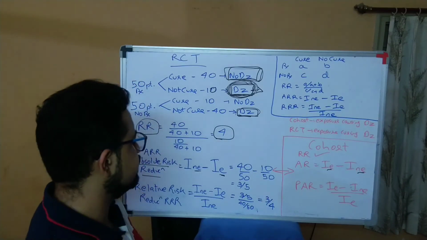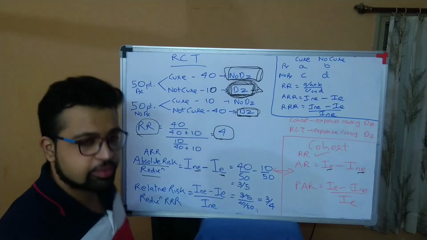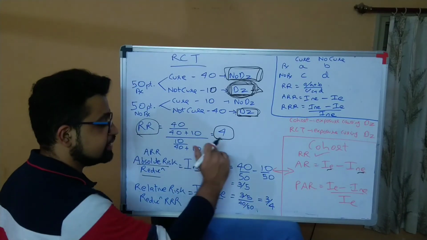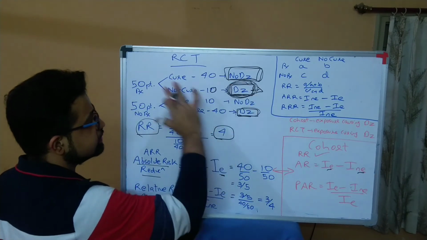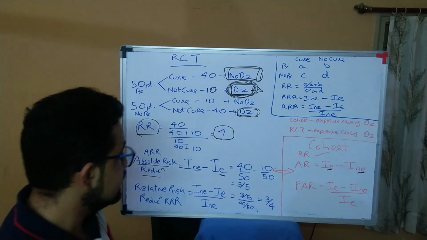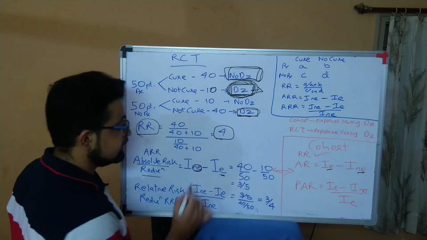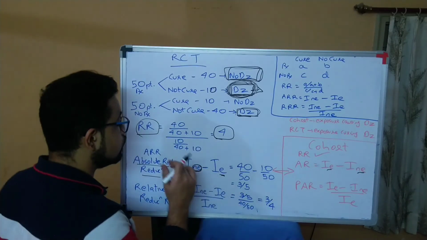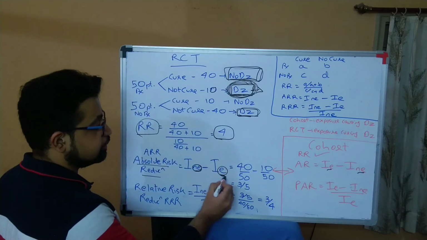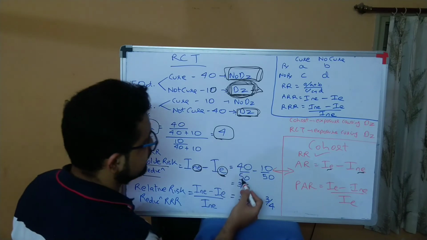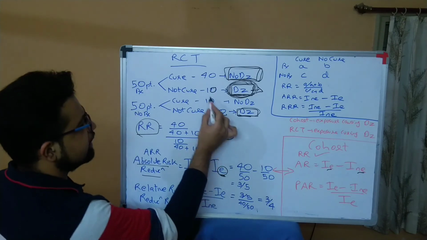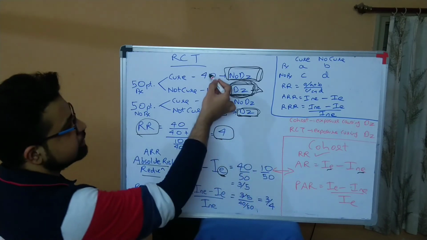We'll clear the confusion between RCT and cohort mathematics, right? So exposure, that is the drug, will decrease the incidence of disease, as you see in this example. Absolute risk reduction as far as RCT is concerned is incidence in non-exposed, the disease occurring in those subjects in which the drug has not been given, minus incidence in exposed. So you can calculate it: incidence in non-exposed 40 by 50 minus 10 by 50.